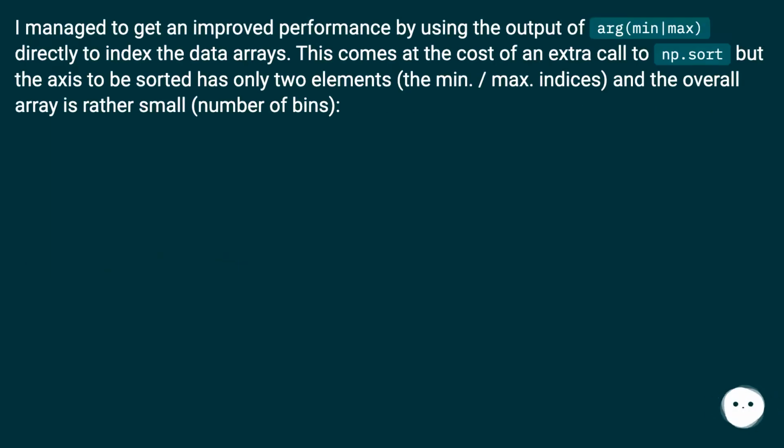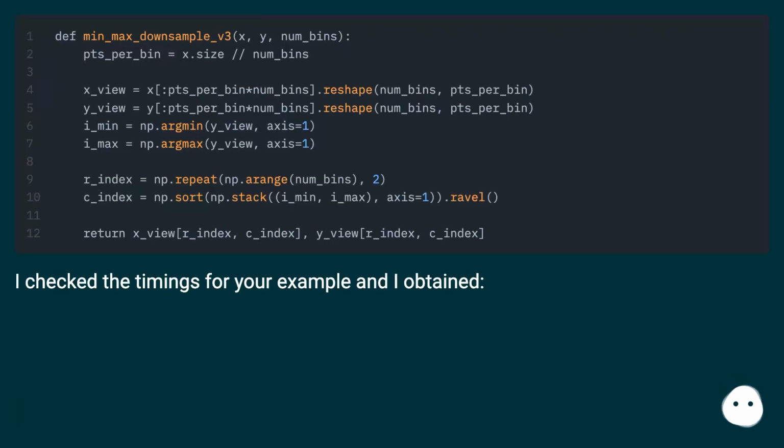I managed to get improved performance by using the output of argmin/argmax directly to index the data arrays. This comes at the cost of an extra call to numpy.sort, but the axis to be sorted has only 2 elements, the min/max indices. And the overall array is rather small, the number of bins. I checked the timings for your example and I obtained.